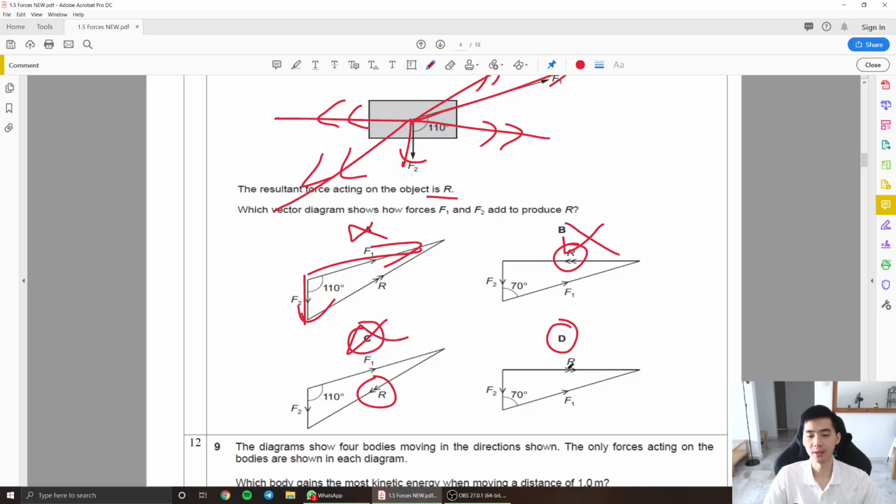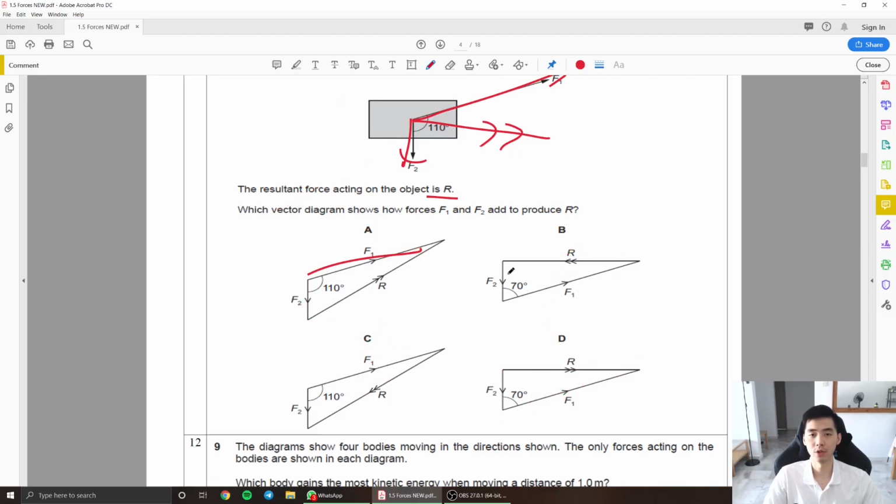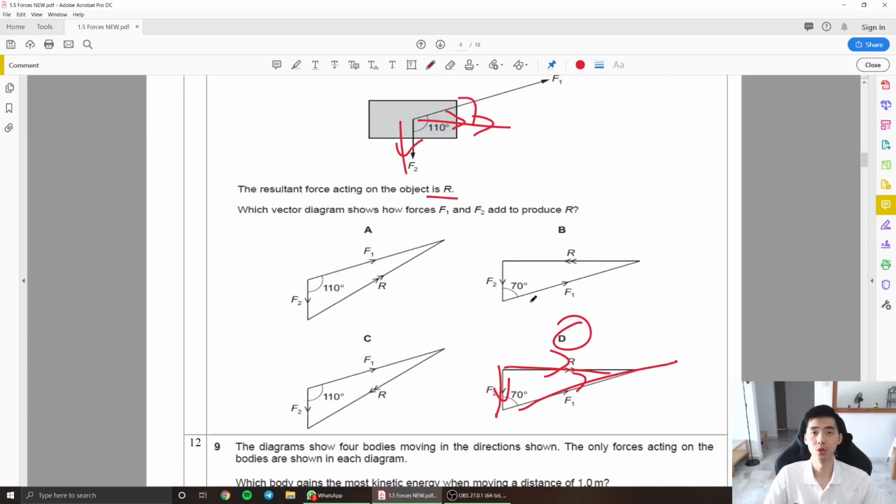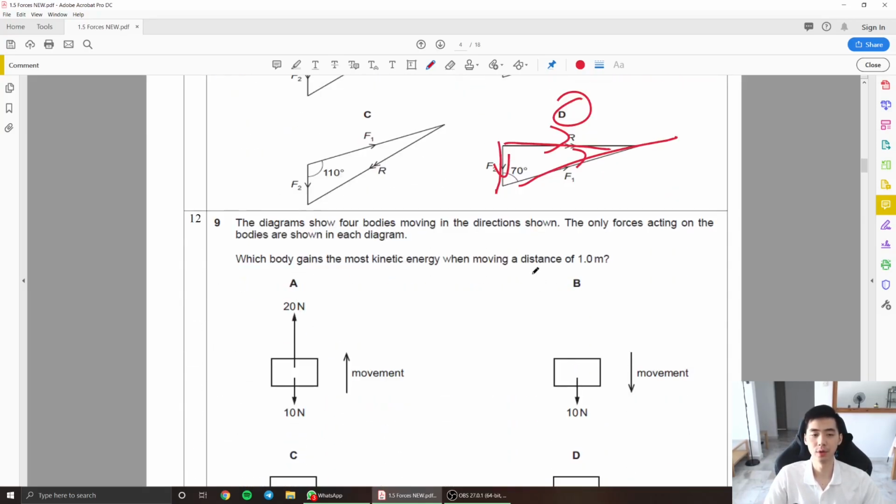Why is D the answer here? Because the resultant force, the force 2 and the F1 are all in the proper direction here. You can see that this F1 is in the proper direction, F2 is in the proper direction, and R is actually in the proper direction as well. It is in between the two forces. So naturally, D should be the answer for this question here.